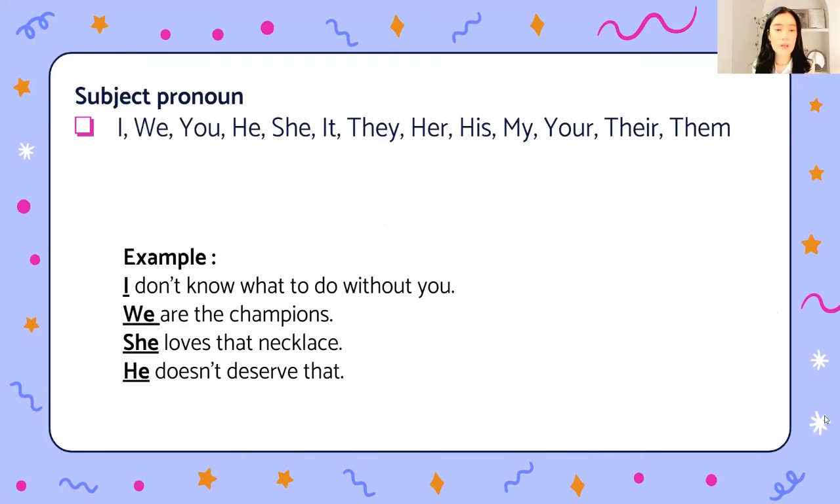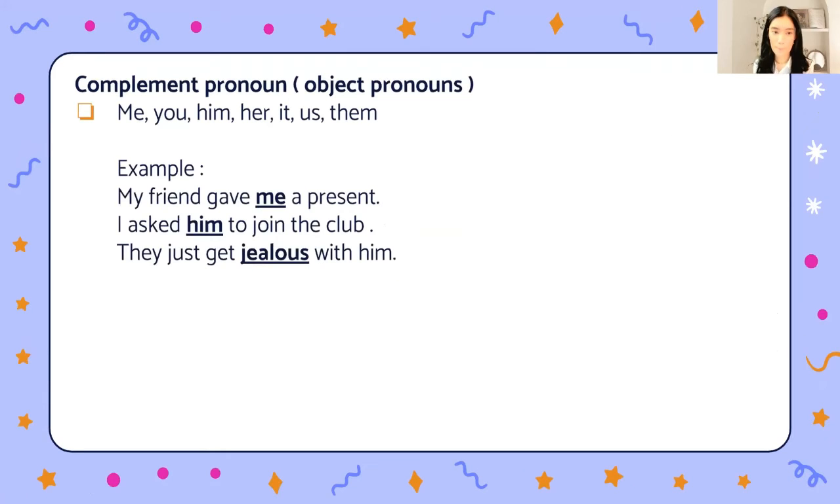For subject pronouns, for example: I don't know what to do without you. We are the champions. She loved the necklace. He doesn't deserve that. So I, we, she, he are the subject pronouns. Complement pronouns or object pronouns. The examples: my friend gave me a present. I asked him to join the club. They just get jealous with him.